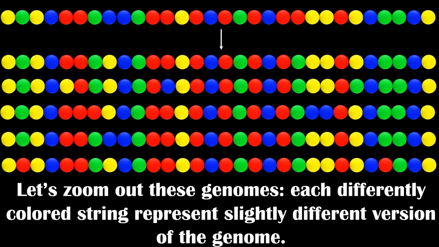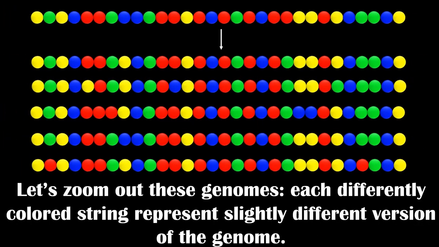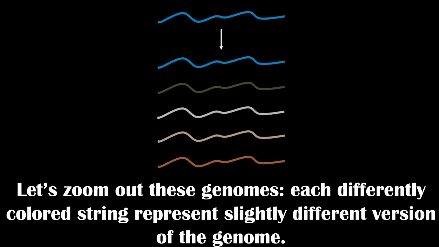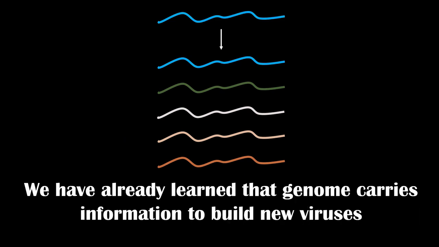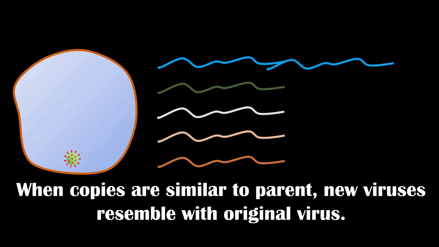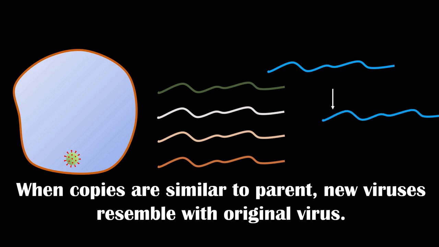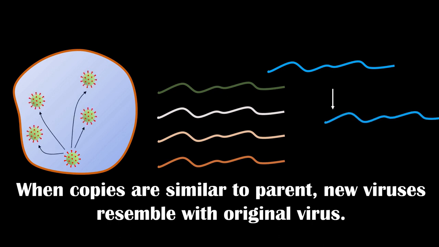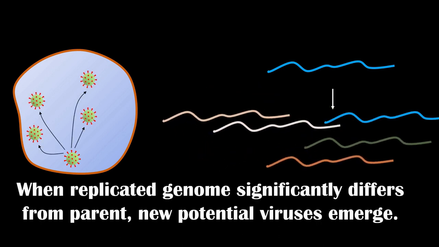Let's zoom out of these genomes in this example. Each differently colored string represents a slightly different version of the genome, which results from errors in the process of replication. So far, we have learned that the genome carries information to build new viruses. When copies are similar to the parent, new viruses resemble the original virus. But when the replicated genome differs significantly from the parent, new potential viruses emerge.